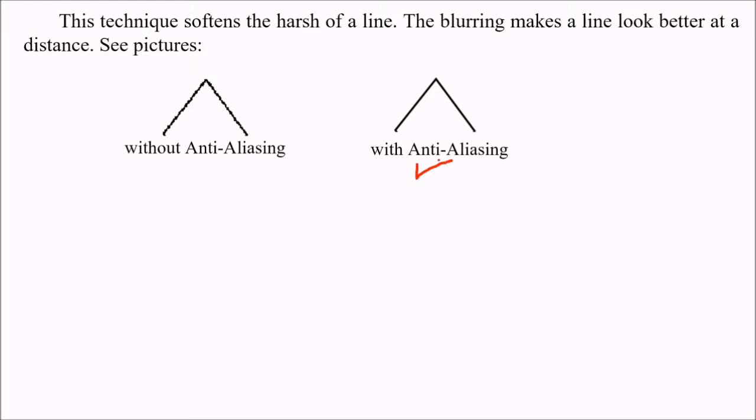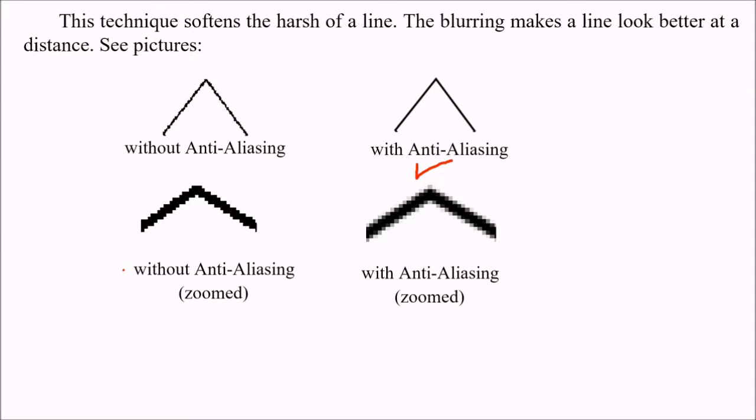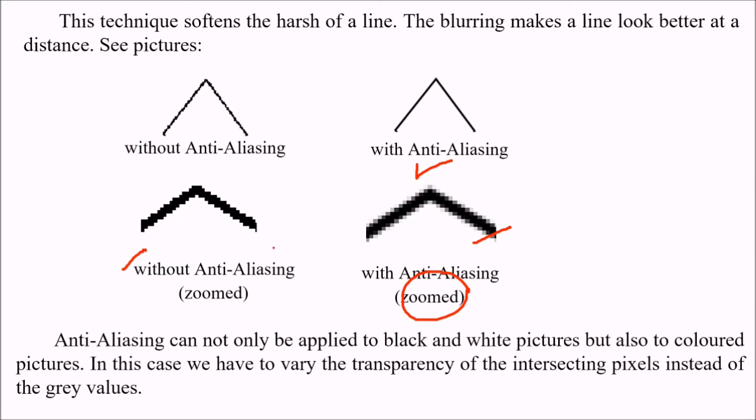For example, this is the effect of anti-aliasing. Without anti-aliasing and with anti-aliasing, if you zoom in, you can see an improved version. So anti-aliasing can not only be applied to black and white pictures but also to colored pictures. In this case, we have to vary the transparency of the intersecting pixels instead of the gray values. This was about anti-aliasing. Thank you so much.